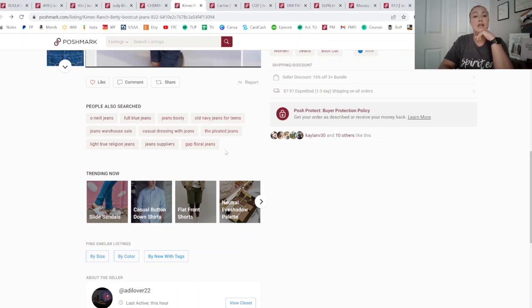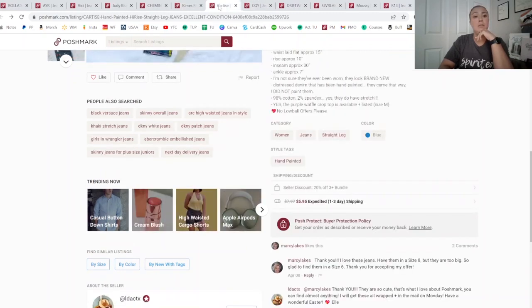Jeans suppliers, Gap floral jeans, okay. Black Versace jeans, skinny overall jeans, are high-waisted jeans in style? Don't we all want to know? Khaki stretch jeans, don't forget about the stretch. DKNY white jeans, DKNY patch jeans, girls in Wrangler jeans. I wonder who's searching that one. Abercrombie embellished jeans, embellished, that could mean several different things. Skinny jeans for plus size juniors. That's a very specific search. Wow, okay. Skinny jeans for plus size juniors.